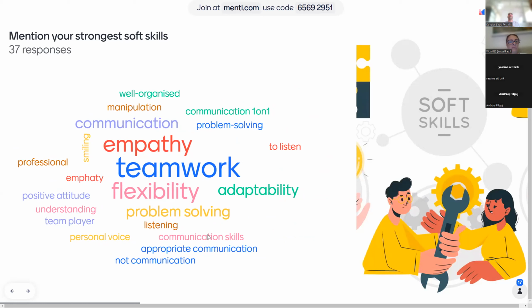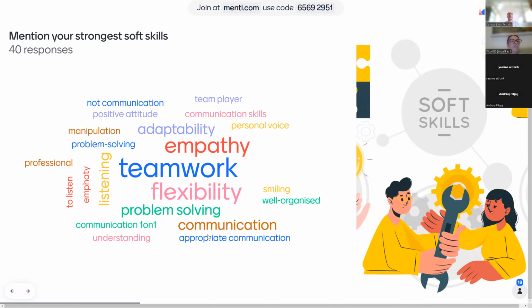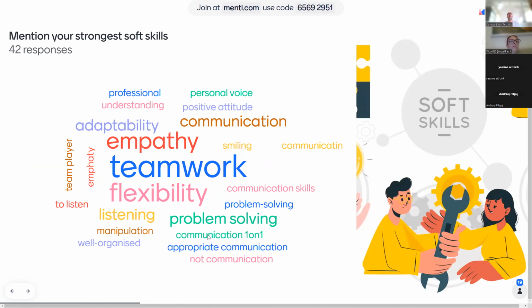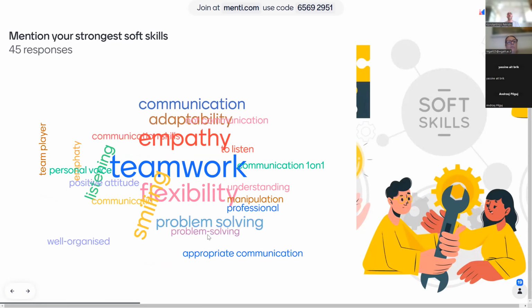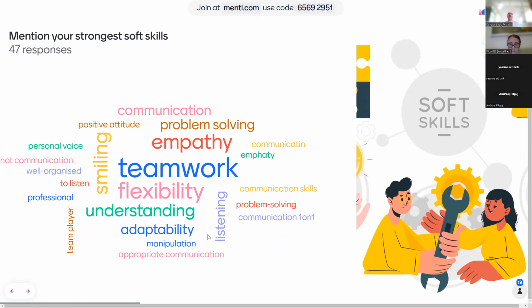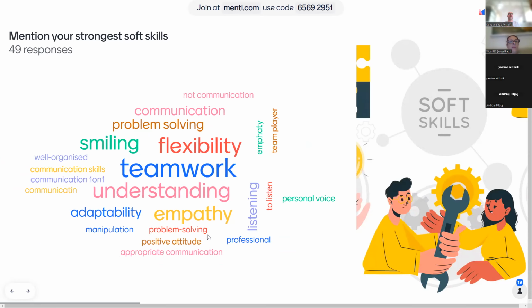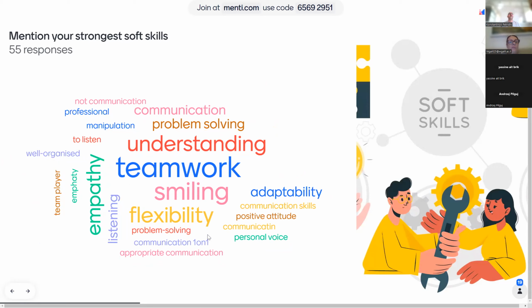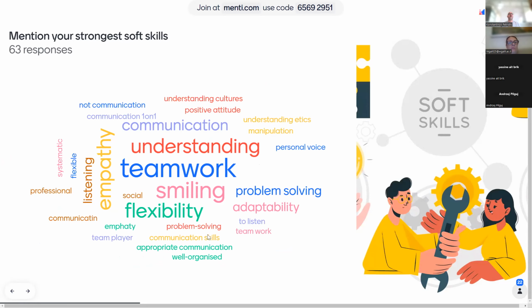Teamwork. Okay, it's very good that we have it, because we are going, of course, to give some exams. Teamwork is also very important in research. You cannot do research in any case without a good network, without a good team, in order to exchange opinions, in order to share the work, in order to have multidisciplinary teams. I like that we have 46 responses when we are 35. This means that a lot of people added, you know, more soft skills that they think they have.